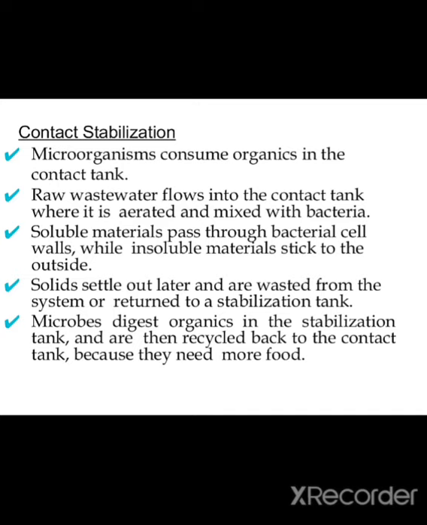Contact stabilization. Microorganisms consume organics in the contact tank. The raw water flows into the contact tank where it is aerated and mixed with bacteria. Soluble material passes through bacterial cell walls while insoluble materials stick to the outside. Solids settle out later and are wasted from the system or returned to a stabilization tank. Microbes digest organics in the stabilization tank and then recycle back to the contact tank because they need more food.